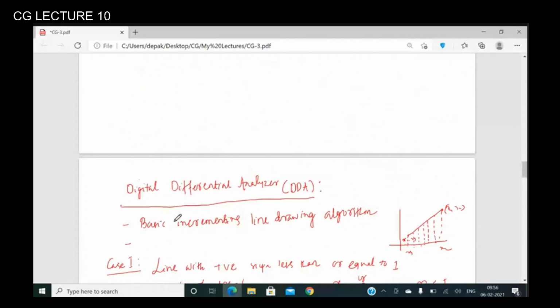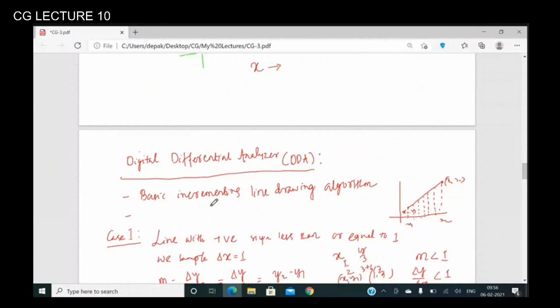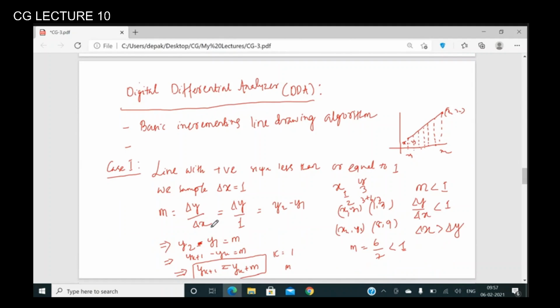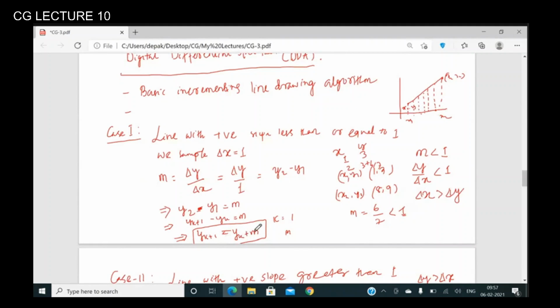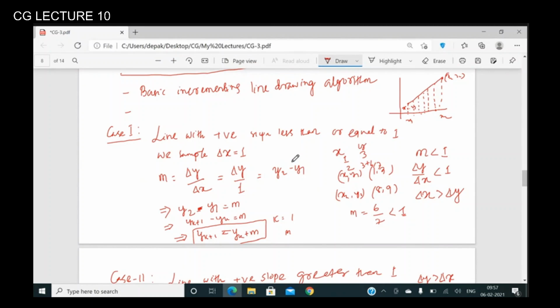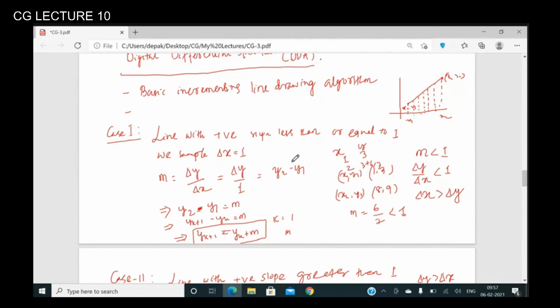The name here is nothing but incrementing. We are incrementing the value of y as well as the value of x, but we are sampling at unit intervals in one direction, either in x or in y, and calculating the other one by using the formula we already know, m is equal to del y by del x. This is the generalized formula we have calculated for the kth pixel, which will be in between the 2 endpoints. We'll see in the next class with a few examples.